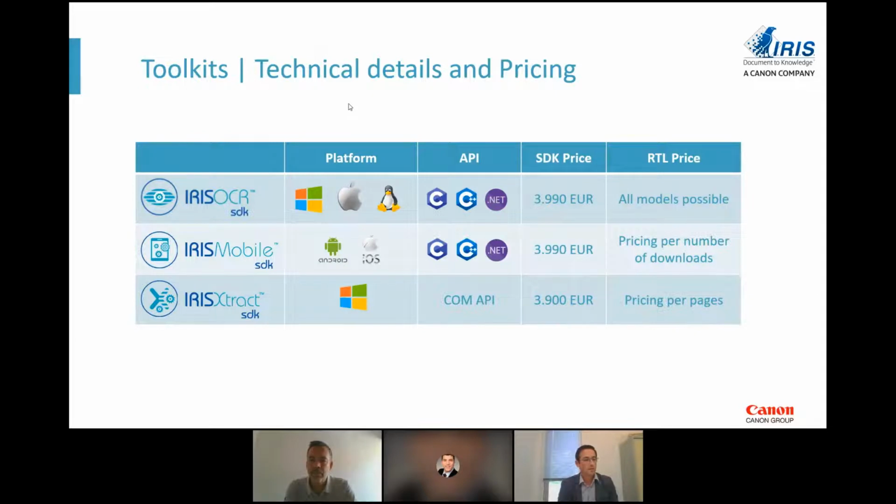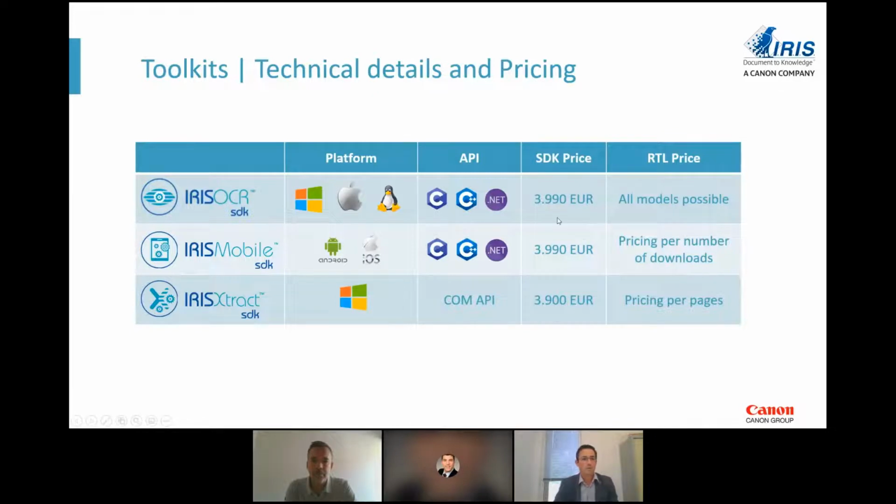I wanted with this slide to give a clear summary of what type of toolkits we have, and on which platforms they are available. So the Iris OCR SDK, for example, is available on Windows, Mac, and Linux. You have Windows 32, Windows 64, Windows ARM 64, 32, and so on. So there are a lot more, but these are the three main platforms that we support. We have an API in C, C++, and .NET.